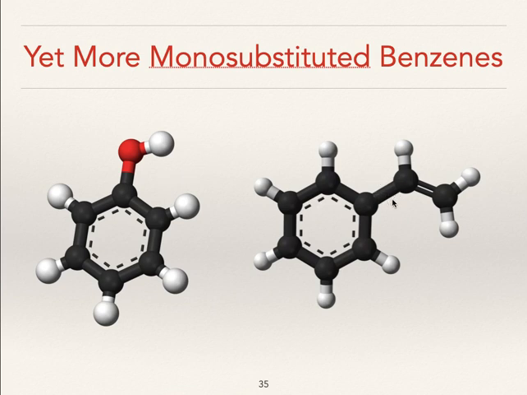This used to be a hydrogen atom. We pulled the hydrogen atom off and replaced the hydrogen with this. This is an ethene molecule. This molecule is often called styrene.